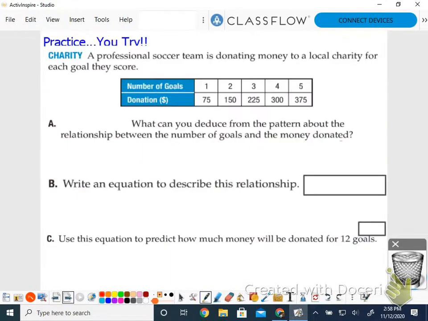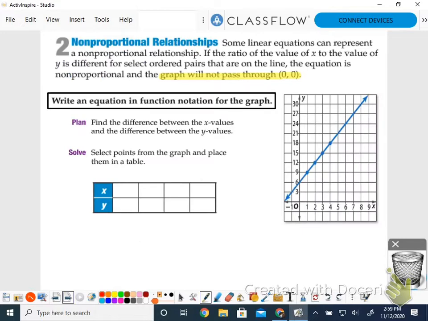All right, next one here. This is one that you're going to try. This has to do with a professional soccer team scoring goals and donating money. And it's very similar to the previous one. I think we probably see Mackenzie Bickle in here somewhere scoring all the goals that she does. So give that one a try, and then we'll move on to here.